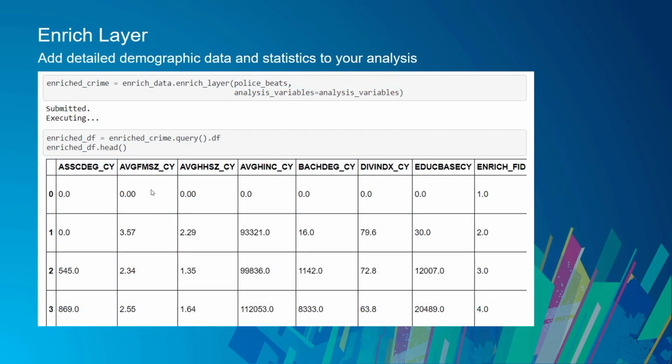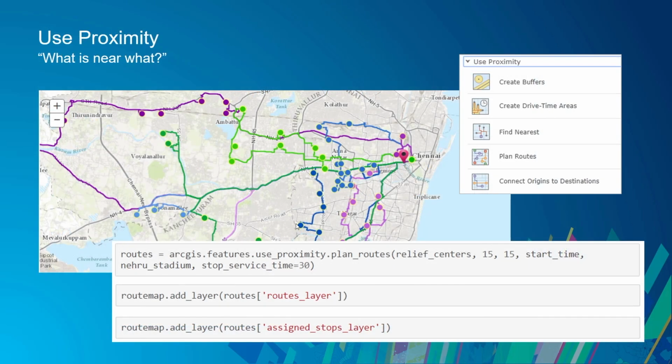We can also enrich layers, and this is going to allow us to add demographic information that we might not have from a point or polygon or polyline. In this case, we're going to enrich this layer for police beats. It gets our analysis variables. In this case, these are various variables that are associated with education, and we're going to add them on. We're going to do that query and get our head, to display the first 5 records.